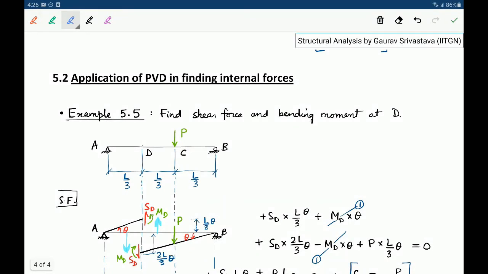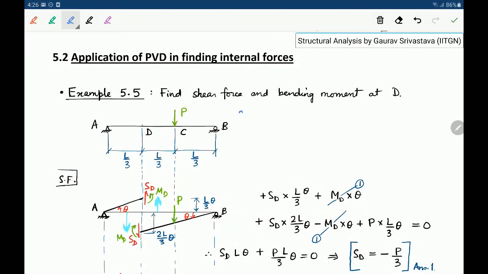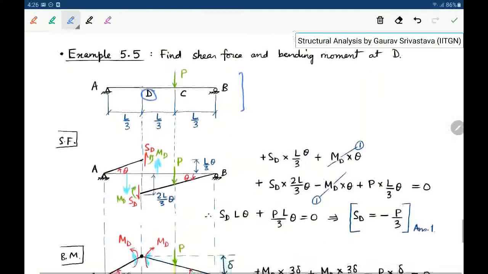Next, let us look at application of this principle of virtual displacement in finding internal forces. So up to now we were finding external support reactions, but we can also see how we can find the shear force or bending moment inside a beam. So let's say this is a simply supported beam which is given, and we have to find shear force and bending moment at D. Okay, so at point D we have to find the shear force and bending moment.